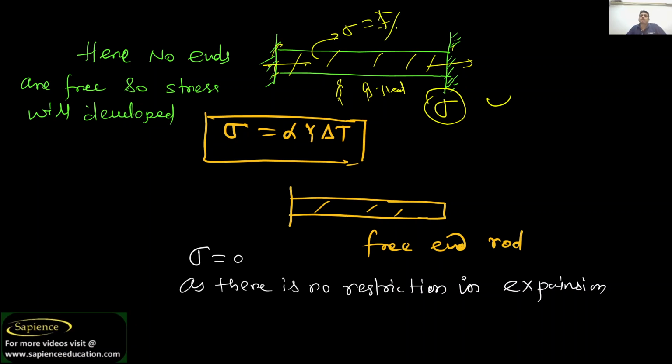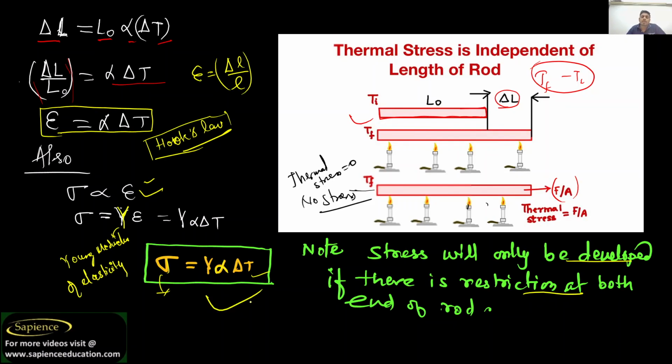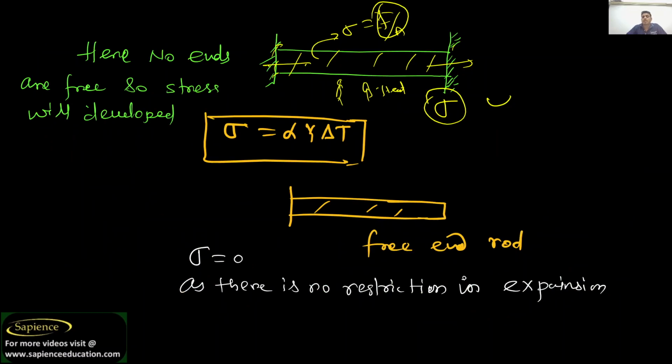If you want to find the stress inside this, it is equal to force by area. By the previous explanation, we have come to the derivation: sigma is equal to Y into alpha into delta T. I hope you have understood now how to find stress development. But stress will only be developed when there is a restriction in its expansion.